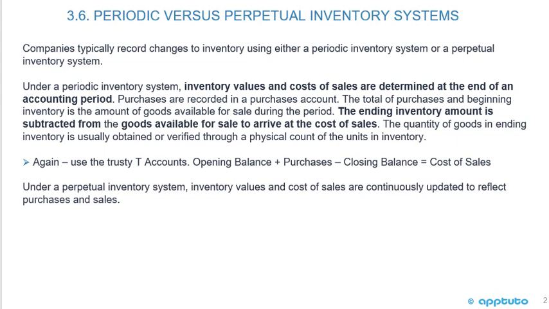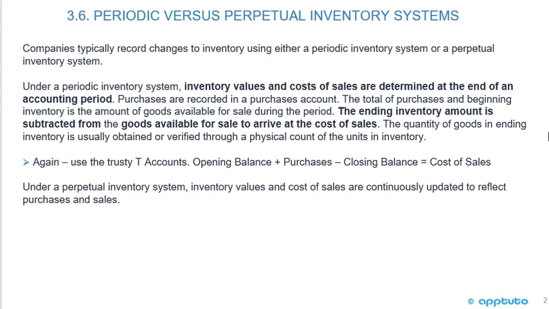Under a periodic inventory system, inventory values and costs of sales are determined at the end of an accounting period. Purchases are recorded in a purchases account. The total of purchases and beginning inventory is the amount of goods available for sale during the period. The ending inventory amount is subtracted from the goods available for sale to arrive at the cost of sales. The quantity of goods in ending inventory is usually obtained or verified through a physical count of the units in inventory.